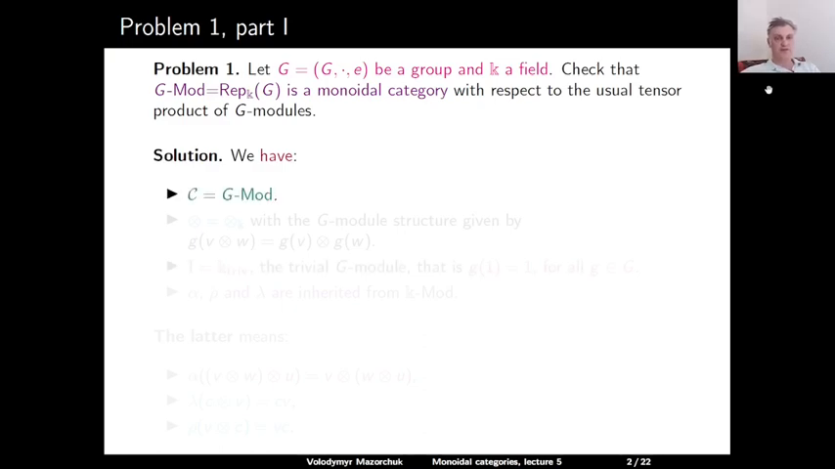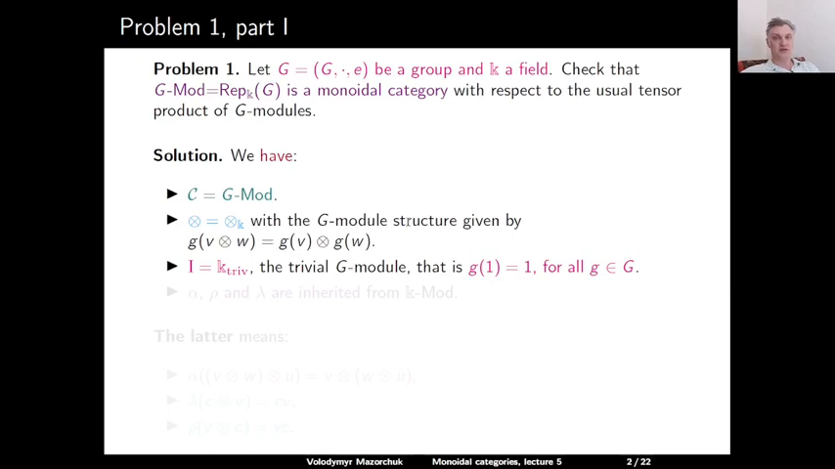The category itself is defined as the category of all G modules. The monoidal structure is given by the tensor product over the field, and when we have the tensor product of two G modules, the structure of a G module on this tensor product is given by the diagonal action. So if we take an element g in G and apply it to the element v tensor w from the tensor product of two G modules, the outcome should be equal to the tensor product of g of v and g of w.